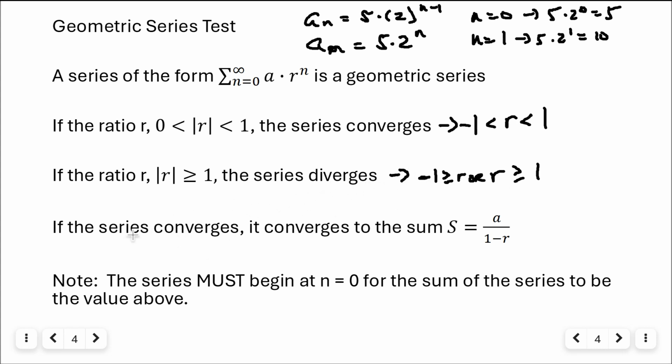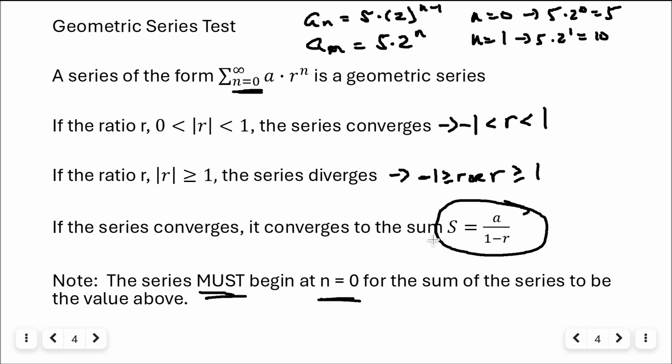All right. If the series converges, it converges to a sum. The sum of the series will be a over 1 minus r. However, the series must begin at n equals 0, so the counter must begin at 0 for the sum of the series to be represented by this equation. All right, so we're going to see that a little later on today.